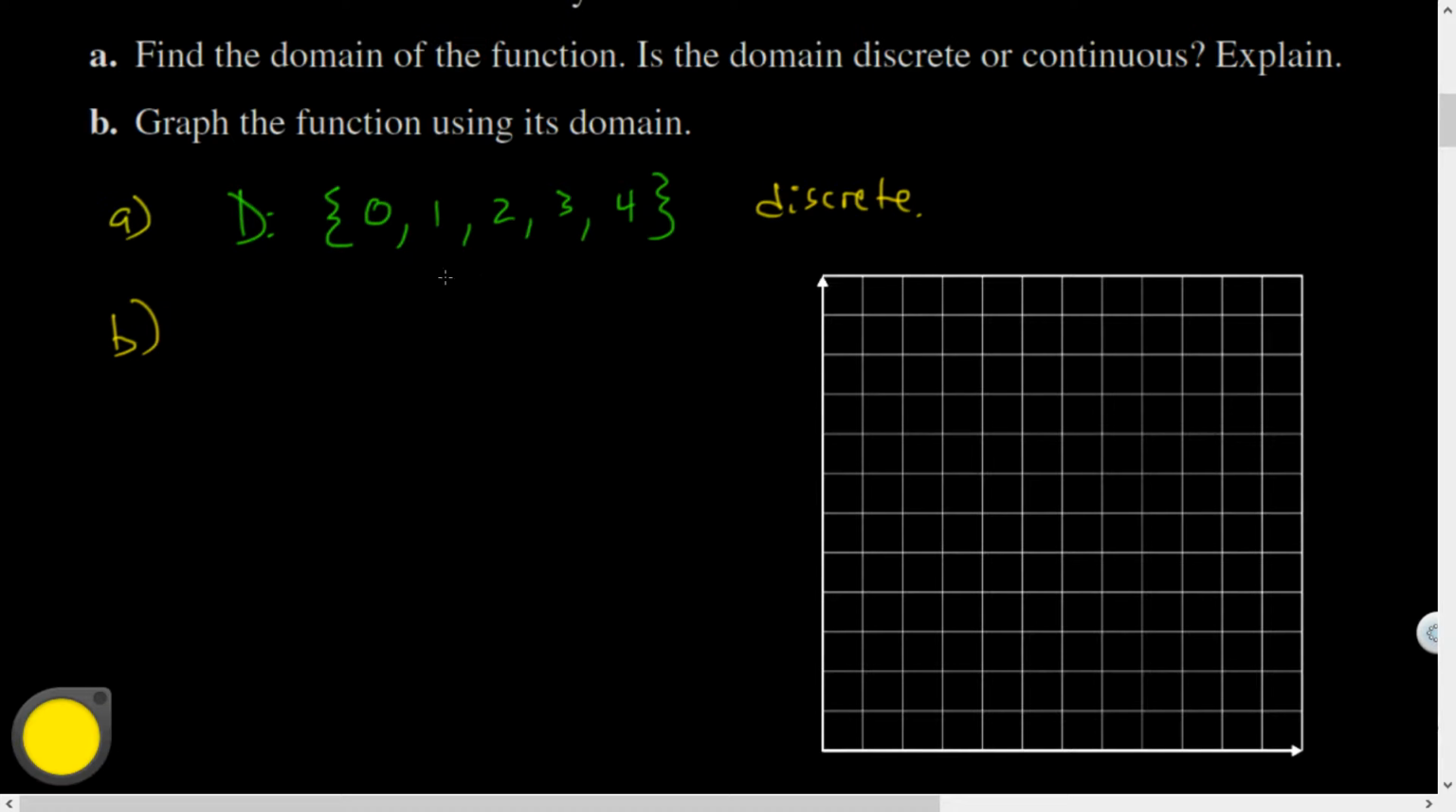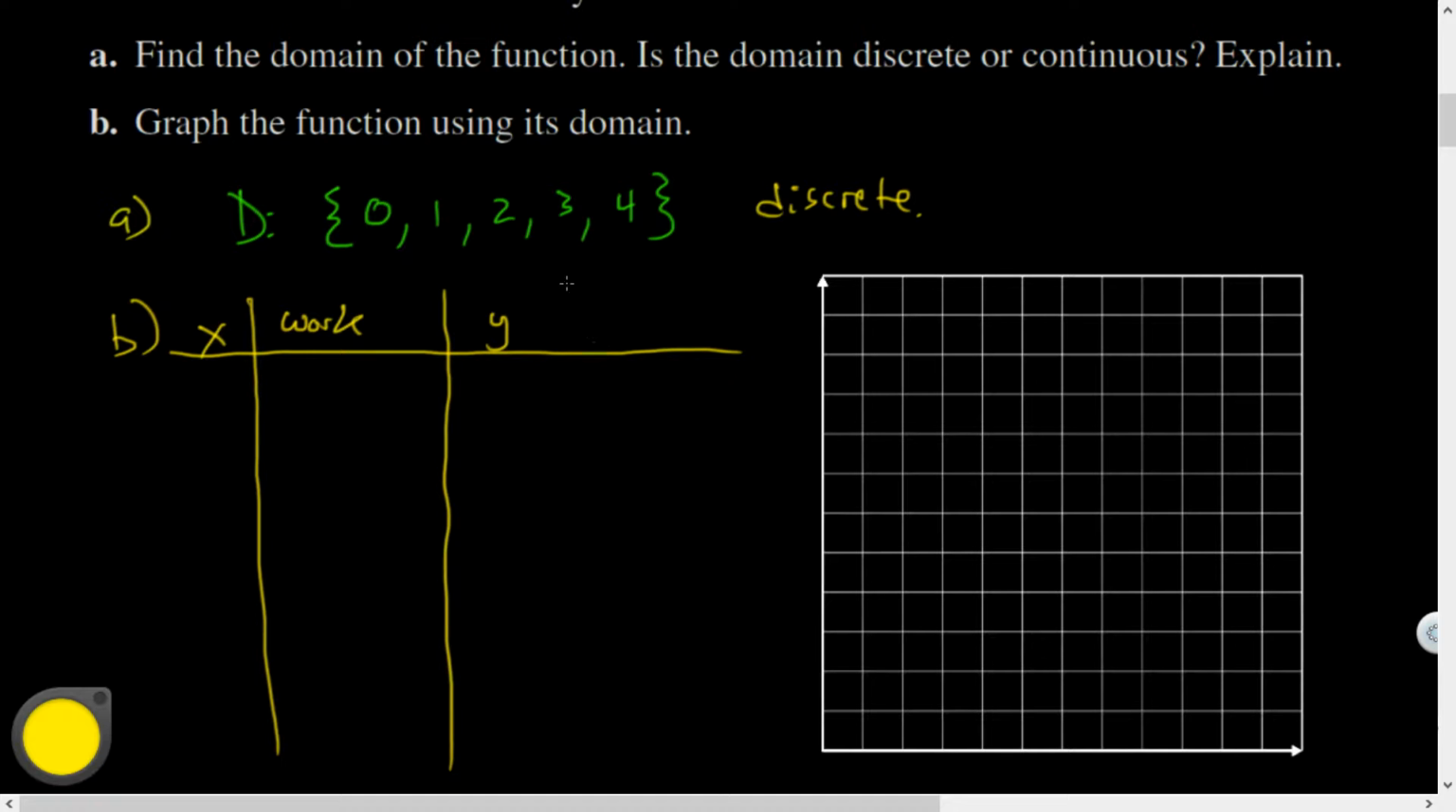So let's look at this. One of the ways we could do this is making an input-output table. So I'm inputting X. I'll have a column for work. I'll find out what Y is. And then in this case, because I want us to become a little bit more familiar with it, we'll also write it as an ordered pair, X, comma, Y. All right, so my possible X values are 0, 1, 2, 3, 4.